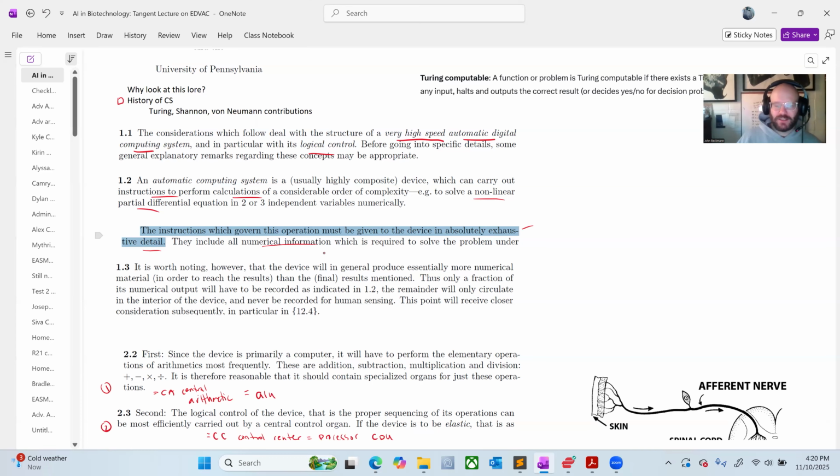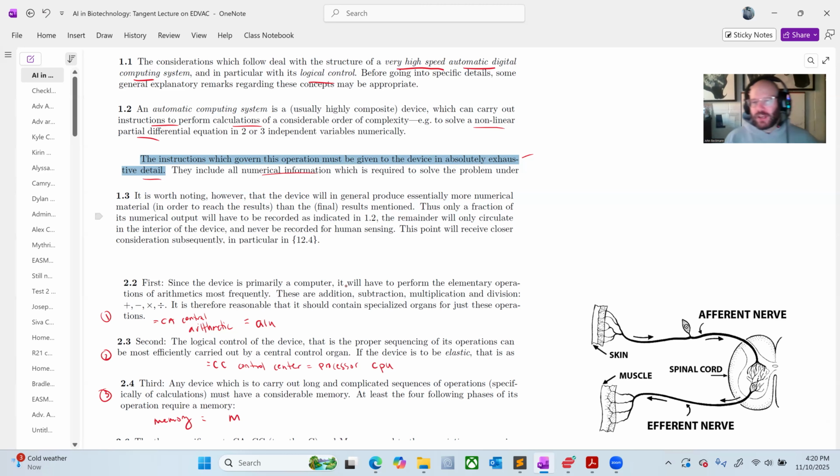But you should be able to give this device all the numerical information that's necessary to solve a problem, and it should be able to compute the answer. In the past, when you would do computations or calculations, you would write these things down on scraps of paper, and you'd store certain results, and then you'd have to compile and combine different things. So what he's envisioning is a system that will hold all those results internally and just spit out the answer. So he says those calculations will circulate in the interior of the device and never be recorded for human sensing. So it's just going to spit out the final answer.